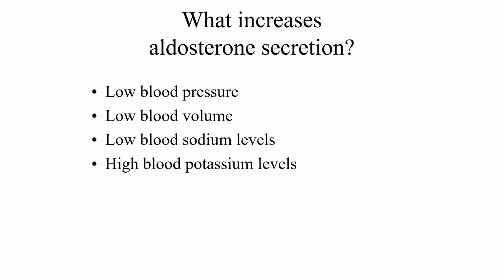So let's talk about what will stimulate the release of aldosterone from the adrenal glands. Well, low blood pressure can do it, low blood volume, low blood sodium levels, or high blood potassium. So let me give you an example here. Let's say that you get up one morning, you've got an extremely busy morning, and you don't have an opportunity to eat or drink anything. Because you have not replenished lost fluids, then you may have low blood pressure, low blood volume. So in those two situations, we may see an increase in aldosterone.